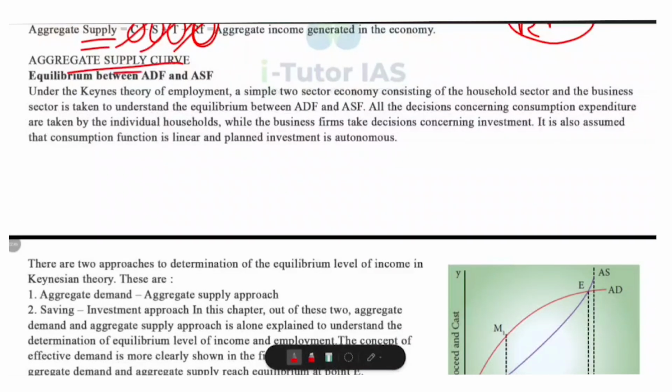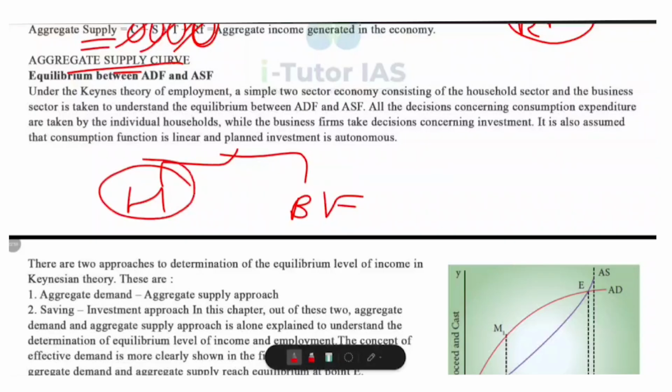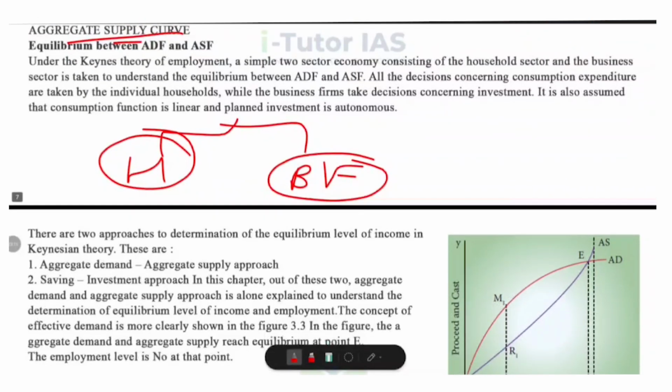Aggregate supply curve and equilibrium. In Keynes' theory of employment, we often consider a simple two-sector economy consisting of households and business firms. Households decide on consumption expenditure, business firms decide on investment expenditure. What are the key assumptions? For simplicity, we can make some key assumptions. First, the consumption function is linear, meaning households spend a constant fraction of their income. Second, planned investment by firms is autonomous. It does not depend on the current level of income.